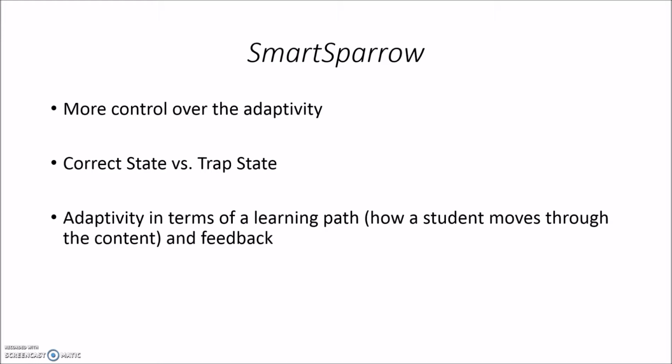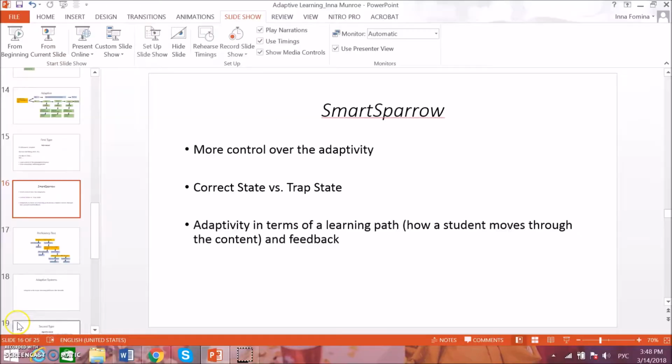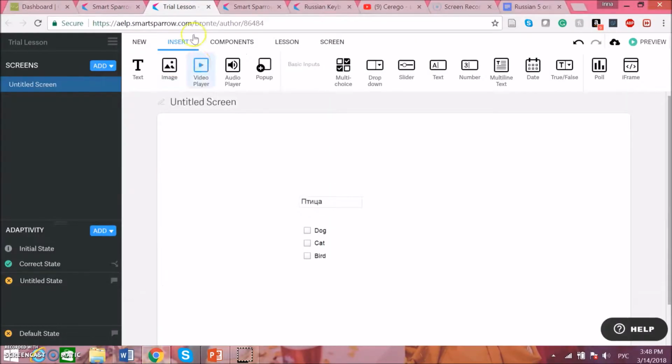Here you have, as an instructor, more control over the adaptivity. You set it up, you select the learning path that each student will take, you design it, and also you provide different kinds of feedback. And how that happens I will show you in a second. So let's go back to their dashboard. That's what it looks like.